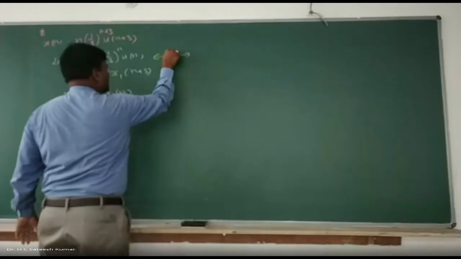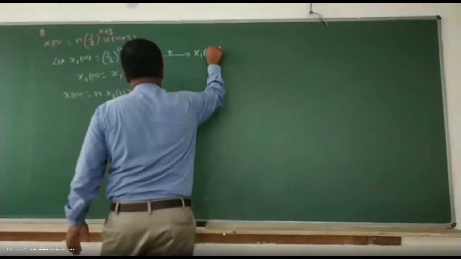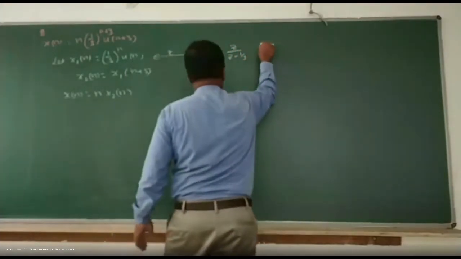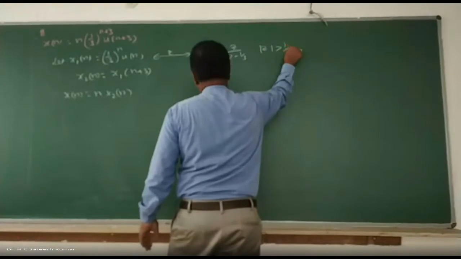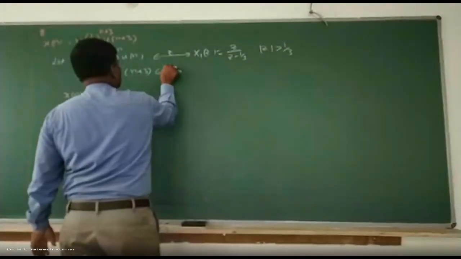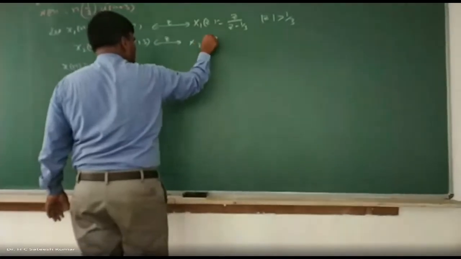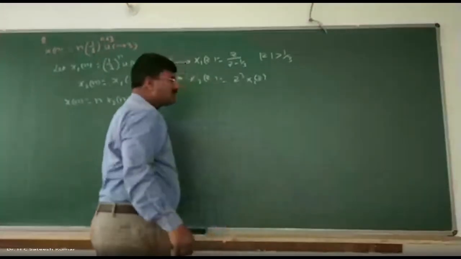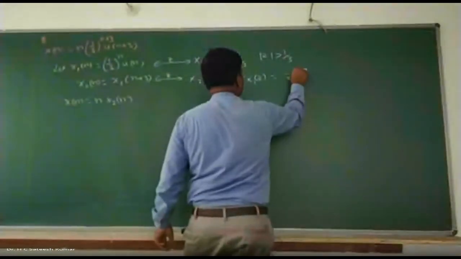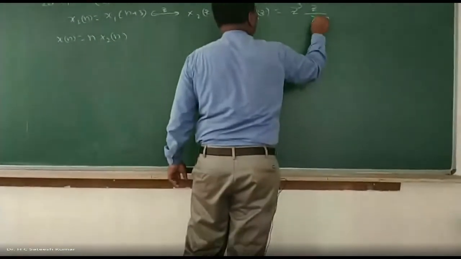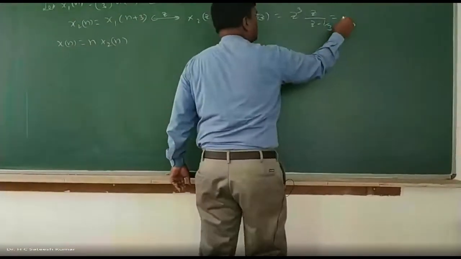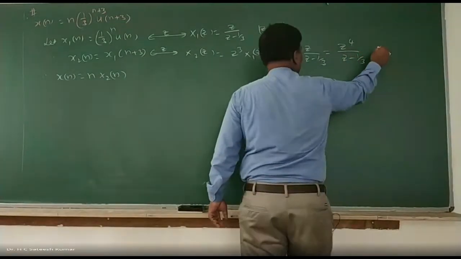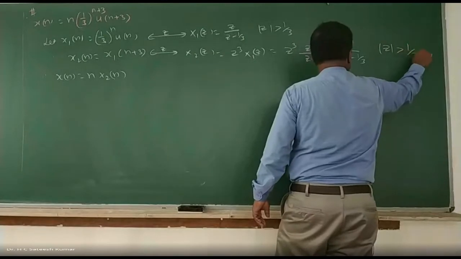The z transformation of this one, x1 of z is equal to z divided by z minus 1 by 3 with ROC mod z greater than 1 by 3. Next, z transformation of this one: x2 of z is equal to z to the power of 3 into x1 of z using time shift property, which is nothing but z cube into z divided by z minus 1 by 3, which is equal to z to the power of 4 divided by z minus 1 by 3 with ROC remains same, mod z greater than 1 by 3.